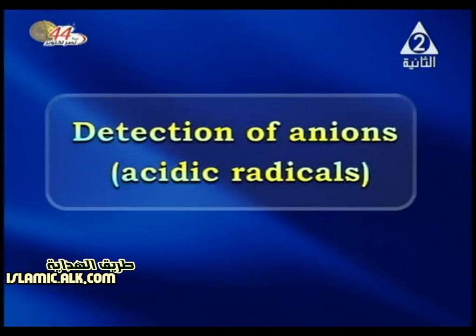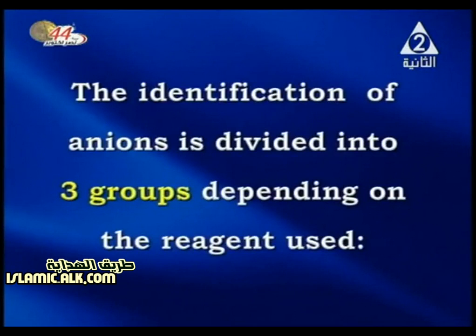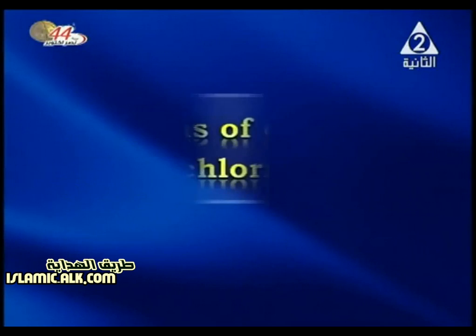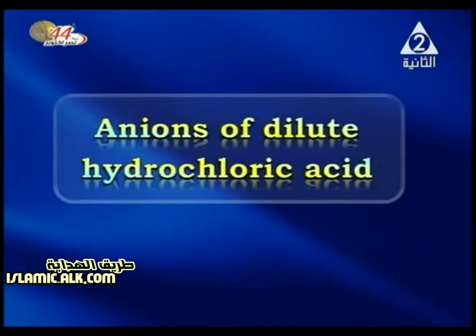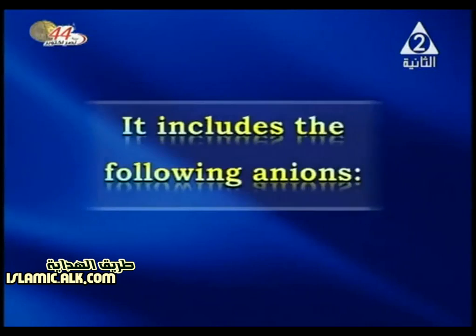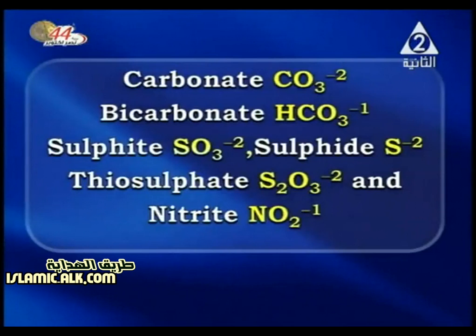The detection of anions or acidic radicals. The identification of anions is divided into 3 groups depending on the reagent used. Today we are going to discuss the anions of dilute hydrochloric acid. It includes the following anions: carbonate CO3 2-, bicarbonate HCO3 -, sulfite SO3 2-, sulfide S 2-, thiosulfate S2O3 2-, and nitrite NO2 -.